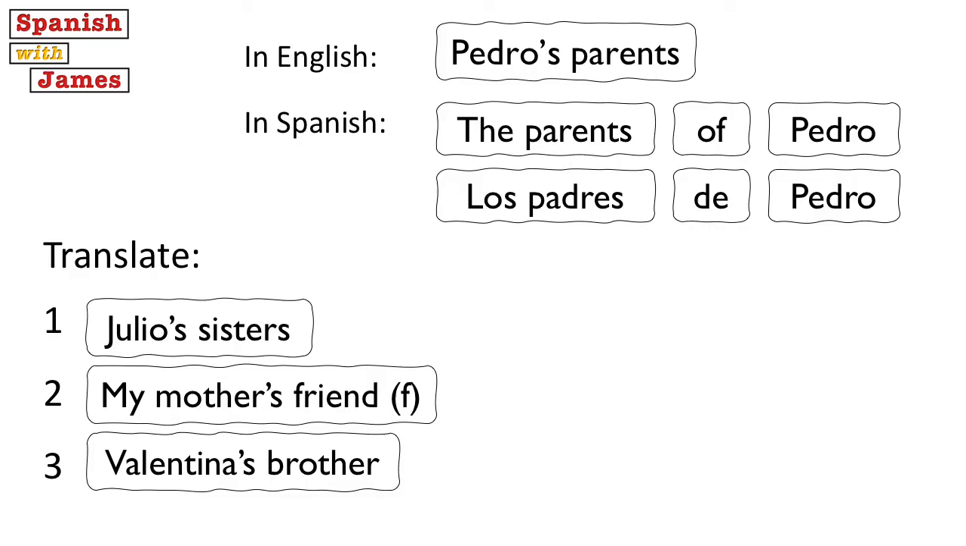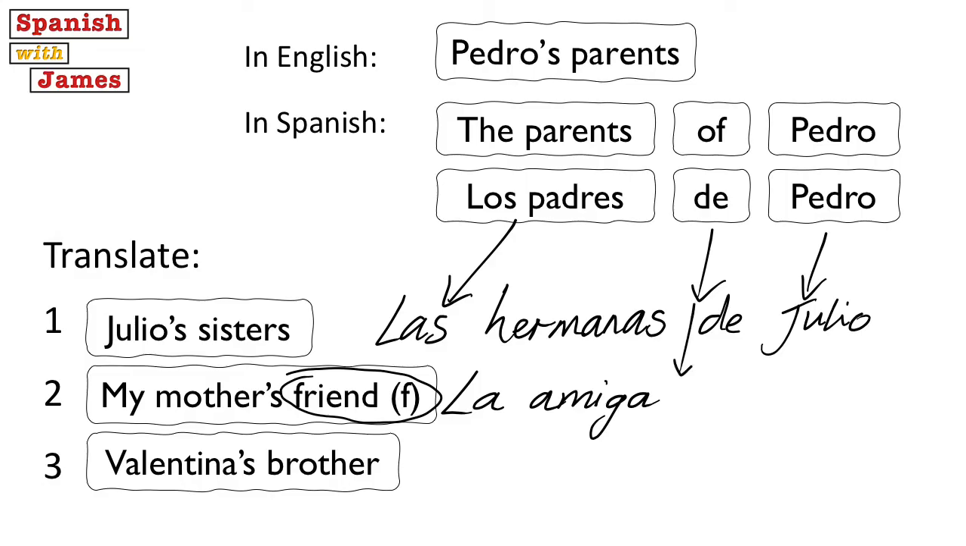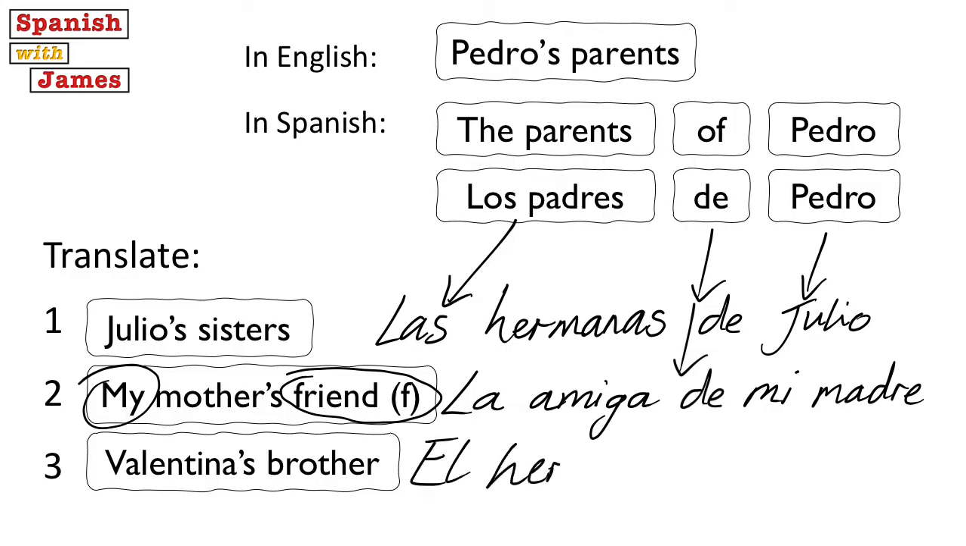Okay, so hopefully you've had a moment to do that. Julio's sisters, las hermanas de Julio. Número dos, my mother's friend. So first we know it's a female friend, so we want to say the female friend, la amiga of my mother, de, and then we need this possessive adjective, mi madre. La amiga de mi madre, the female friend of my mother. And then finally, número tres, Valentina's brother, el hermano de Valentina.